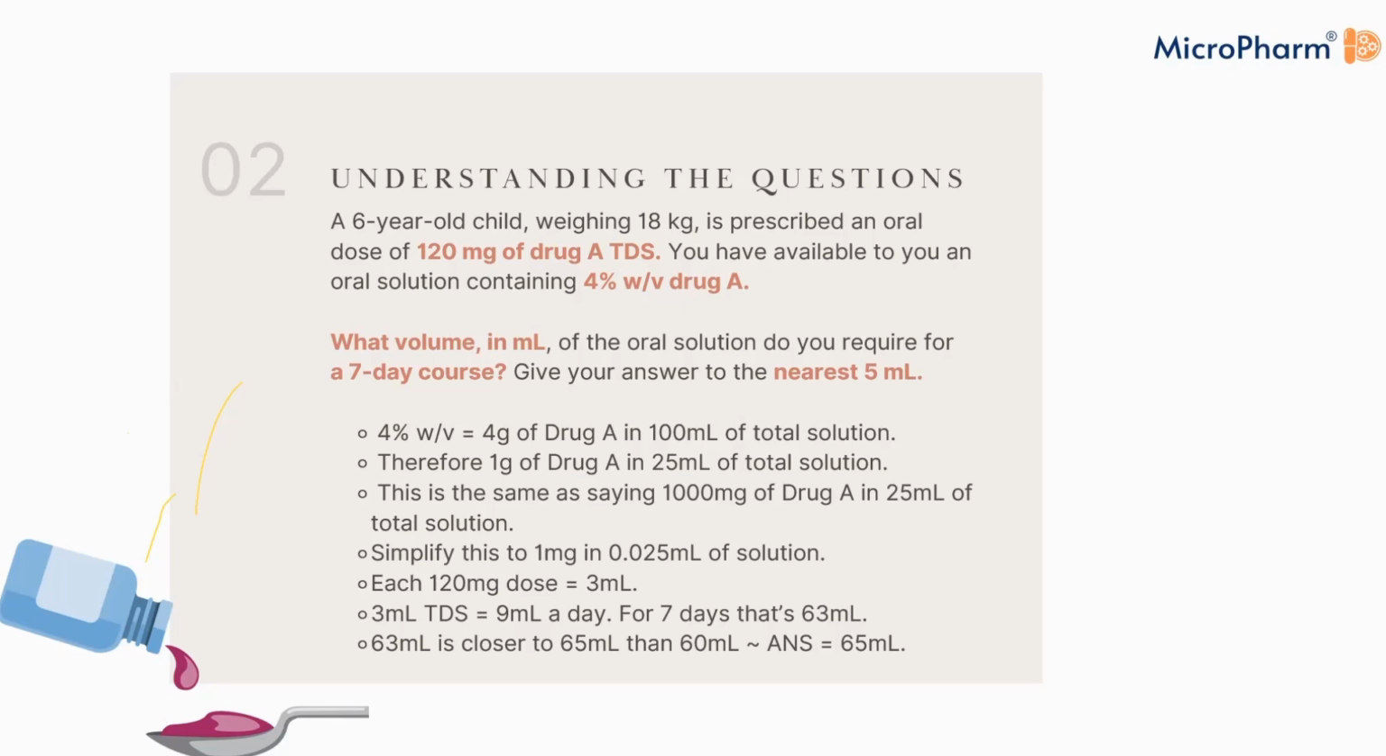So you probably noticed there that I've actually highlighted bits of the question. I highlighted 120 milligrams of drug A, TDS. So that lets me know that they're going to be having 120 milligrams 3 times a day. Okay, that's something for me to remember. I've also got this 4% weight per volume.